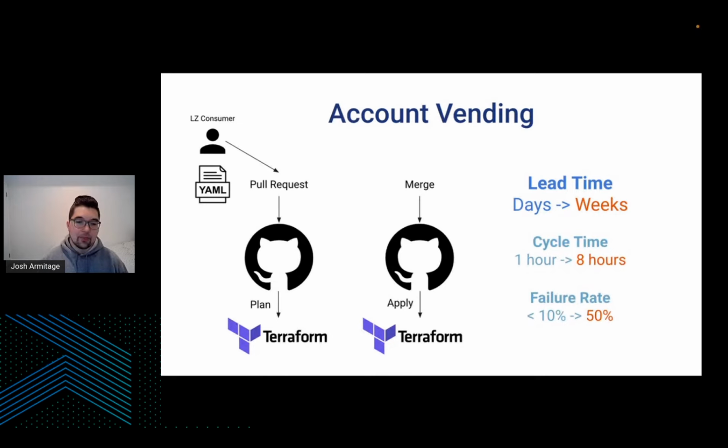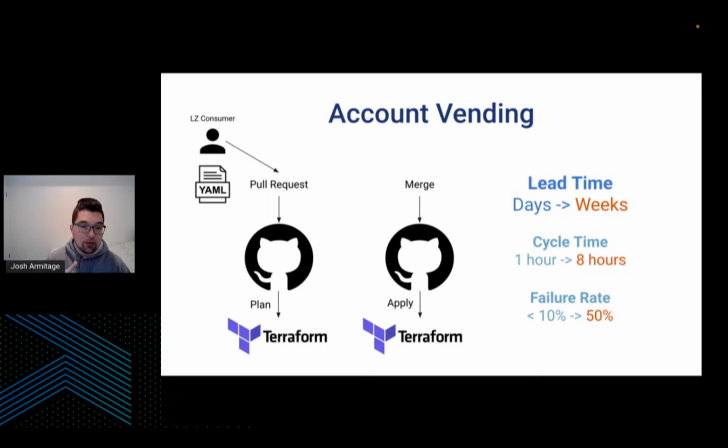What's going on? And the way that we had things set up was our actual request for you want a new account is we actually had a YAML file that everyone on GitHub had write access, but not merge access to the repository.